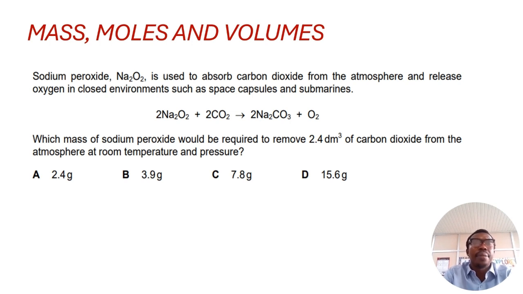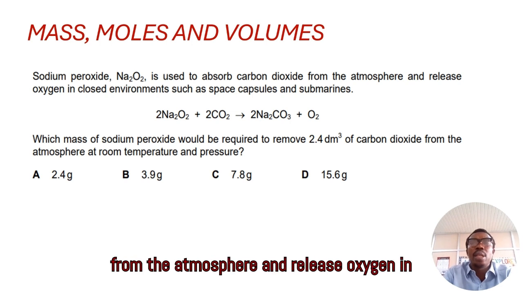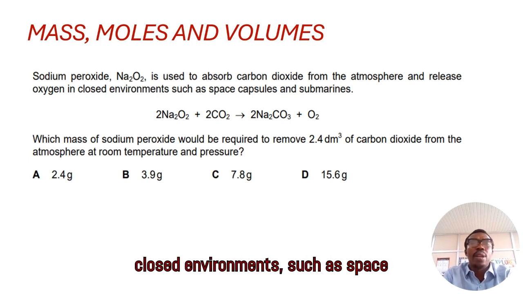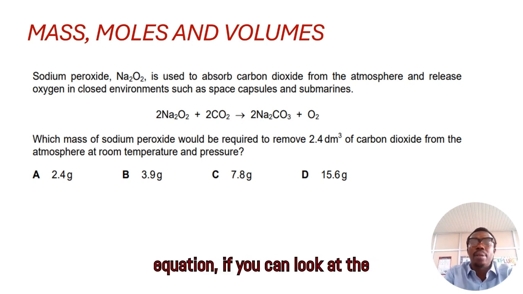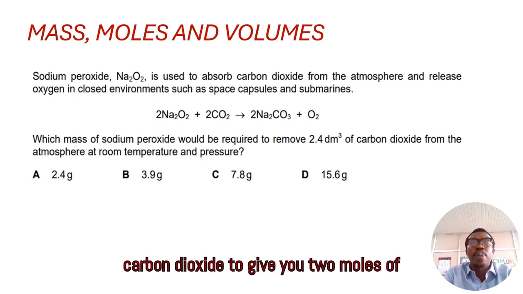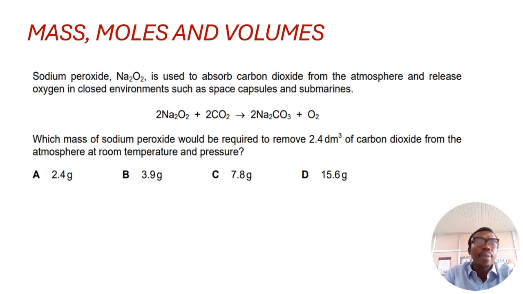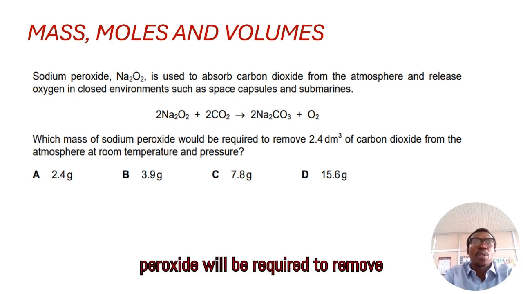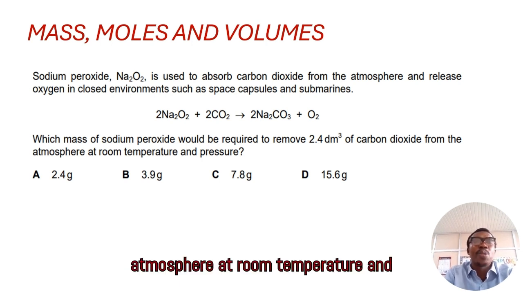Sodium peroxide, Na2O2, is used to absorb carbon dioxide from the atmosphere and release oxygen in closed environments, such as space capsules and submarines. From the equation, looking at the stoichiometry, 2 moles of sodium peroxide react with 2 moles of carbon dioxide to give 2 moles of sodium carbonate and 1 mole of oxygen. You are asked which mass of sodium peroxide will be required to remove 2.4 dm³ of carbon dioxide from the atmosphere at room temperature and pressure.